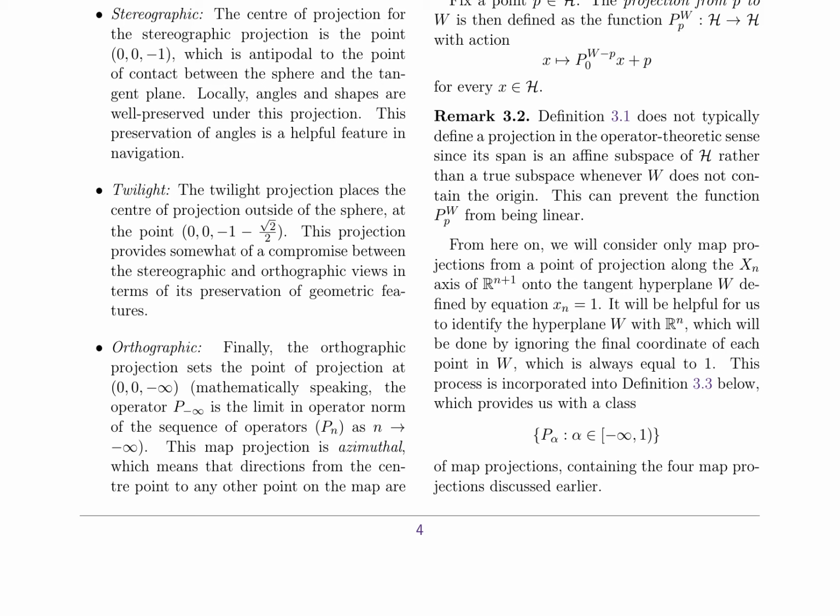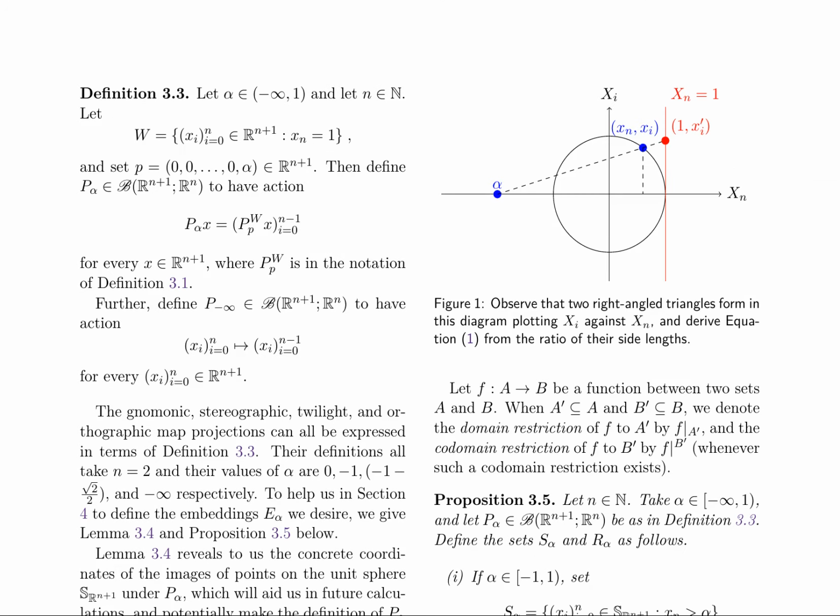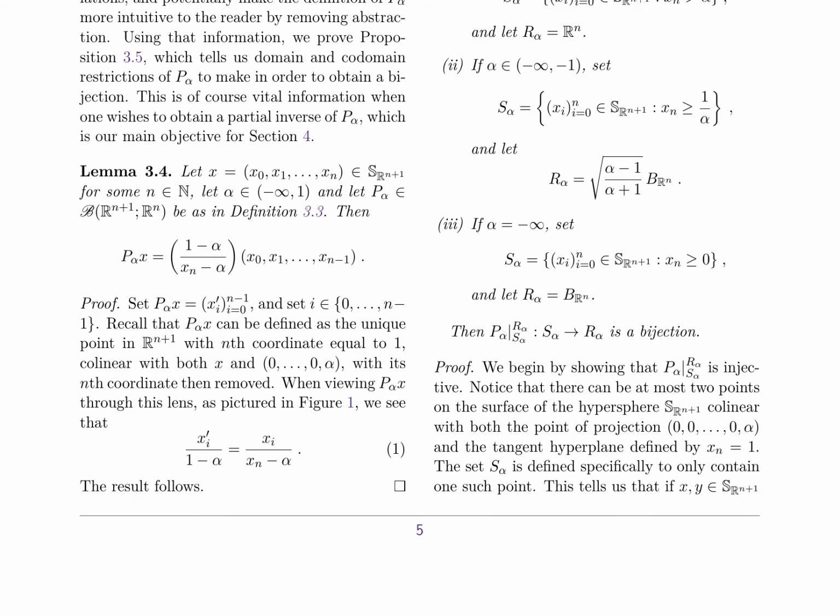This research has significant implications for fields that rely on geometric transformations and projections, such as computer graphics, navigation, and data visualization. The research paper discusses the definition of a map P-alpha from the unit sphere S^(n+1) to R^(n+1), which is crucial for understanding various map projections, including mnemonic, stereographic, twilight, and orthographic. The map P-alpha is defined using a specific action, which depends on the parameter alpha.